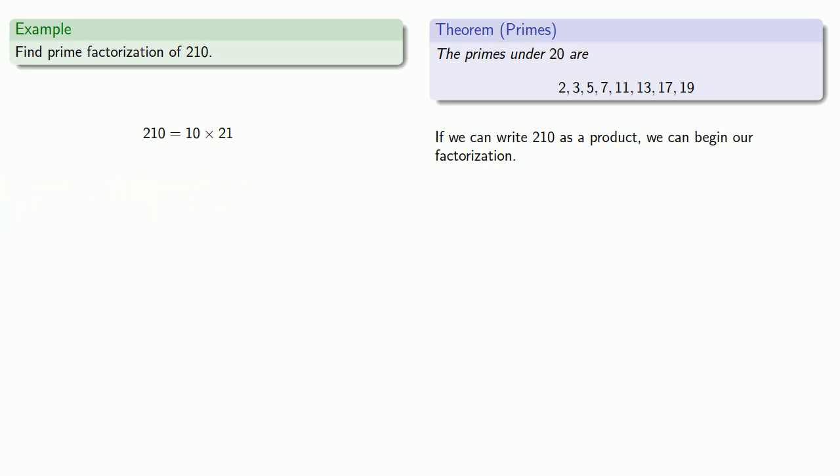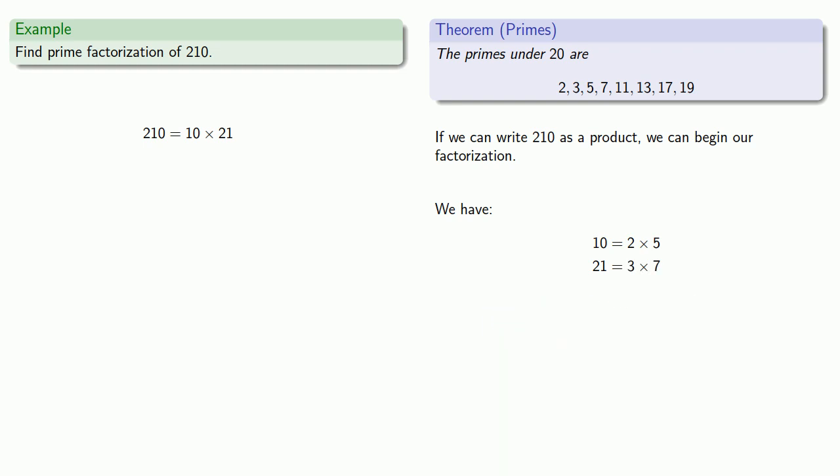And now we want to stare at these numbers 10 and 21 and ask ourselves, self, are these prime numbers? And there's two ways we can do that. First, we can look at our list of primes and see if these numbers are on the list. But that can be a little bit tedious because the list of primes is very, very large. On the other hand, we can ask ourselves, can I write 10 or 21 as a product of smaller numbers? And we have 10 as the product of 2 times 5 and 21 as the product of 3 times 7.